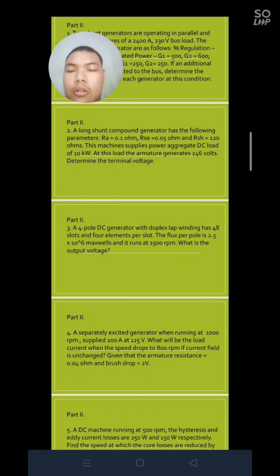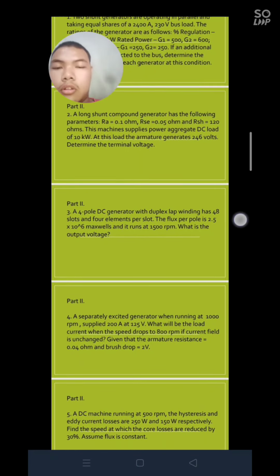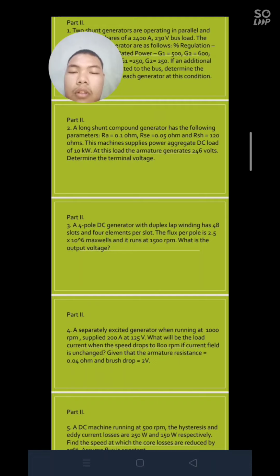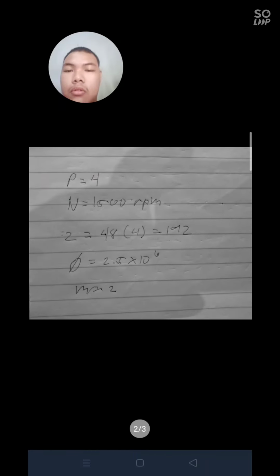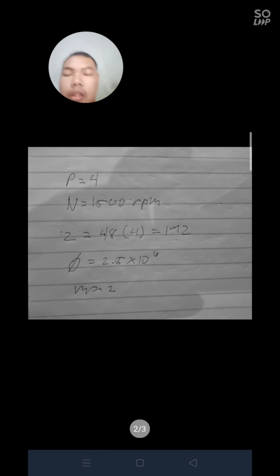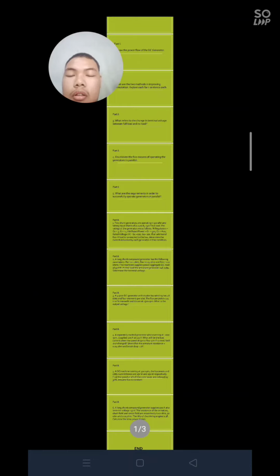So number 3, problem 3. A 4-pole DC generator with duplex lap winding has 48 slots and 4 elements per slot. The flux per pole is 2.5 times 10 to the power of 6 Maxwells and it runs at 1,500 RPM. What is the output voltage?